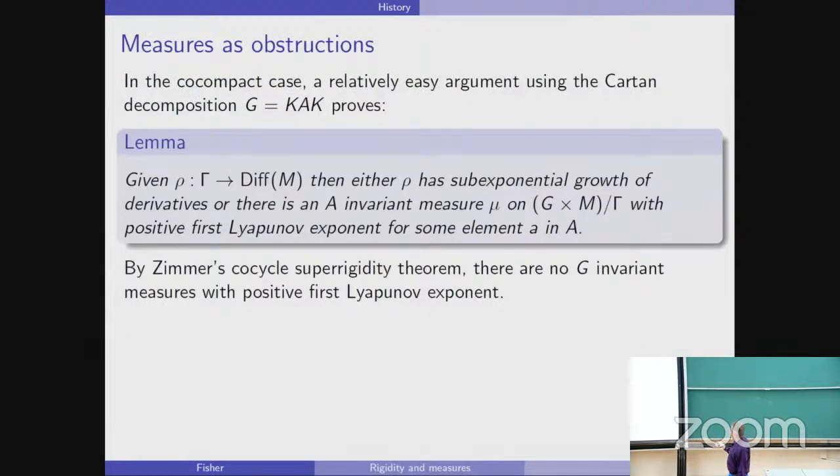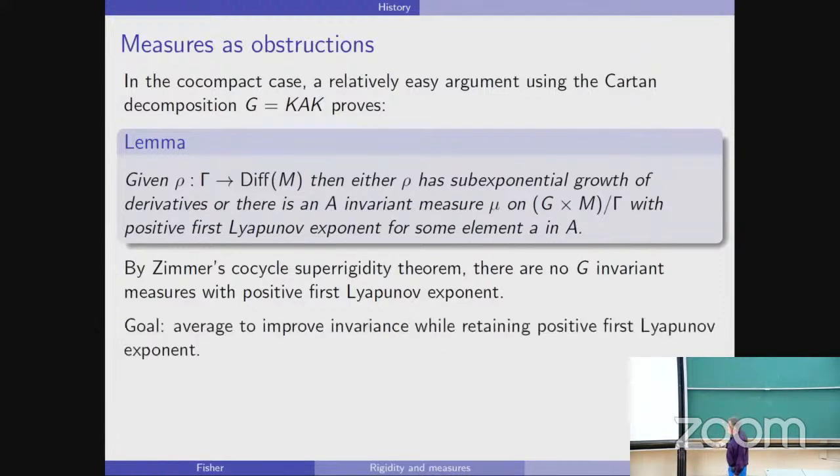mu on G cross M mod gamma, and it's the ergodic theorem plus the chain rule plus the negation of the definition. It's not a terribly hard argument, but this measure is built as a weak star limit of measures witnessing some obstruction to what you want to have be true, and that's something I promised you about my philosophy.